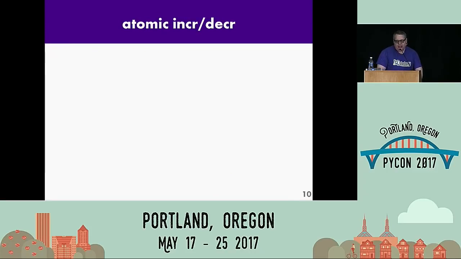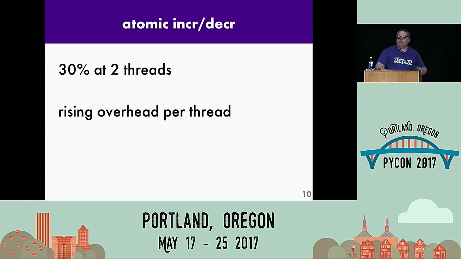So let's start with where we were last June. Like I mentioned, CPython uses incref and decref for reference counting, and I was using atomic incref and decref just to get the Gilectomy working. But this was 30% slower off the top, just using 2 threads, and it gets slower and slower. Each thread that you add is more overhead than the last.